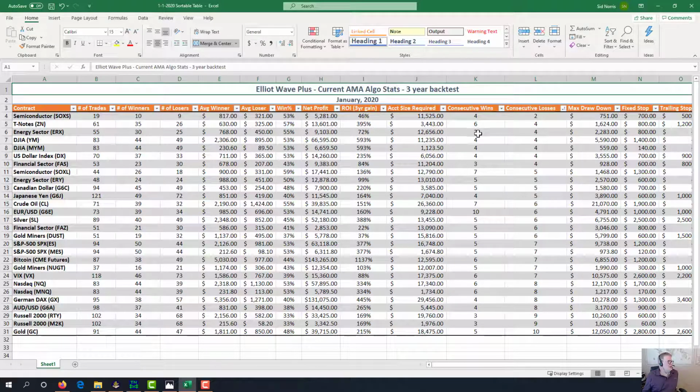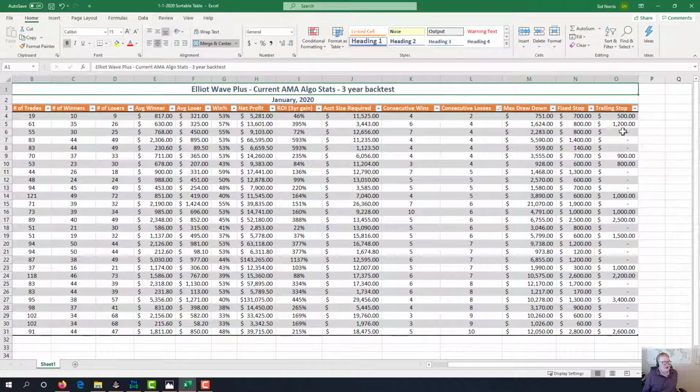Whereas the maximum number of winners in a row is just 4, but once again, the size of the average winner, as opposed to the size of the average loser, is the secret to the success of the item.